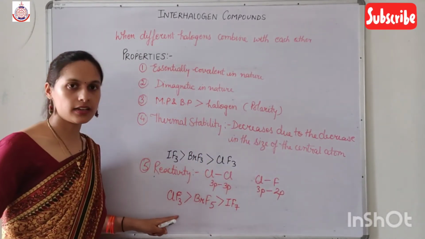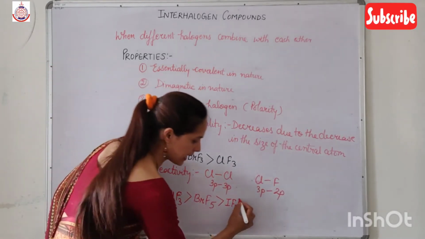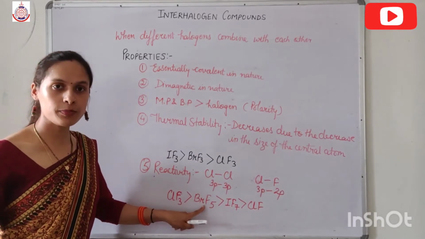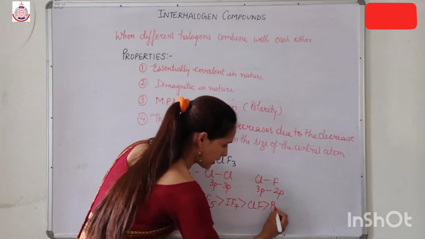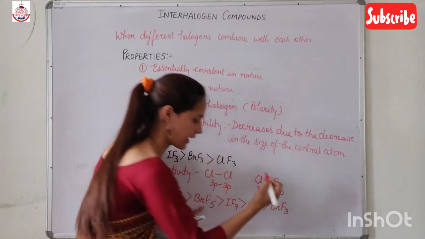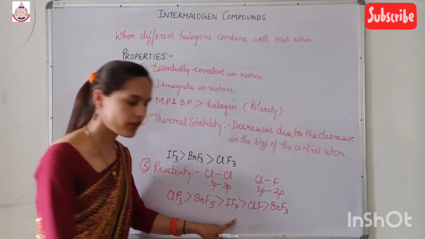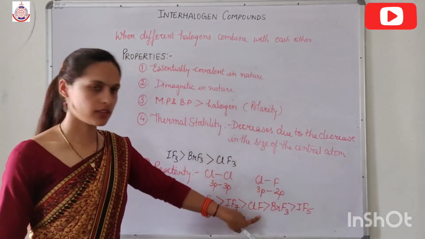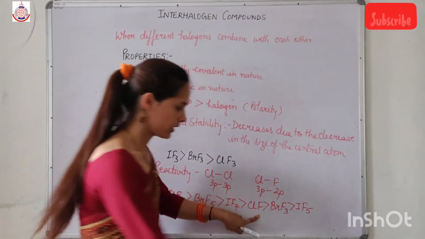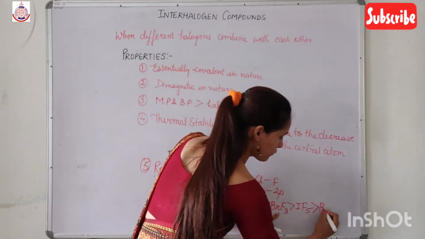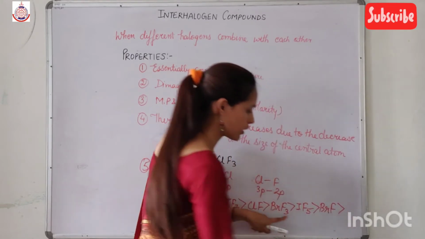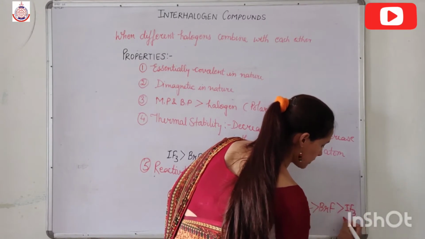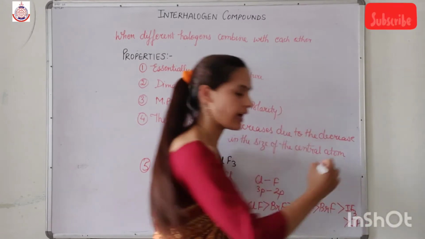ClF3, the lower member of ClF3 is ClF. So next is ClF. The lower member of BrF5 is BrF3. The lower member of IF7 is IF5. Now there is no lower member of ClF. The lower member of BrF3 is BrF. The lower member of IF5 is IF3 and the lower member of IF3 is IF.